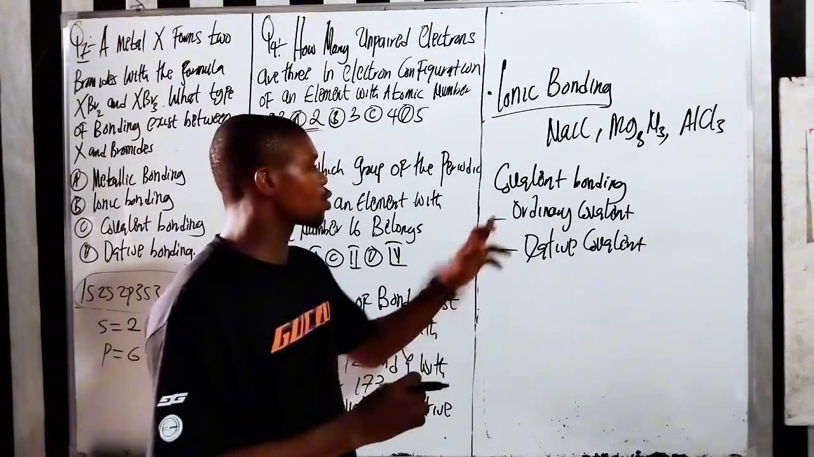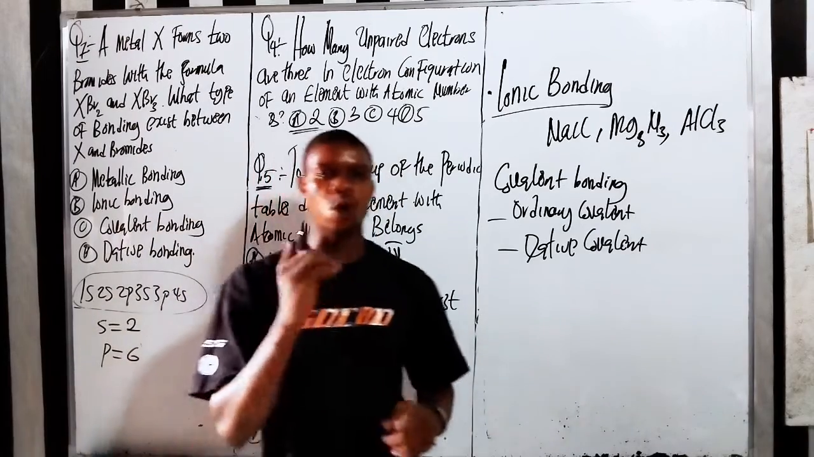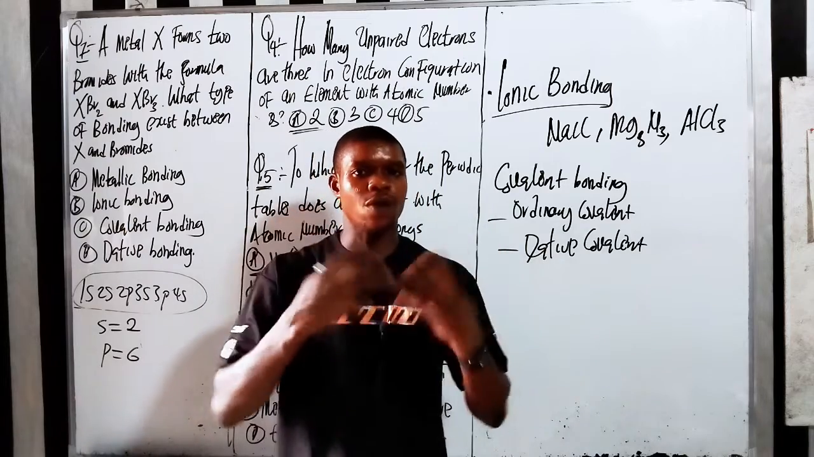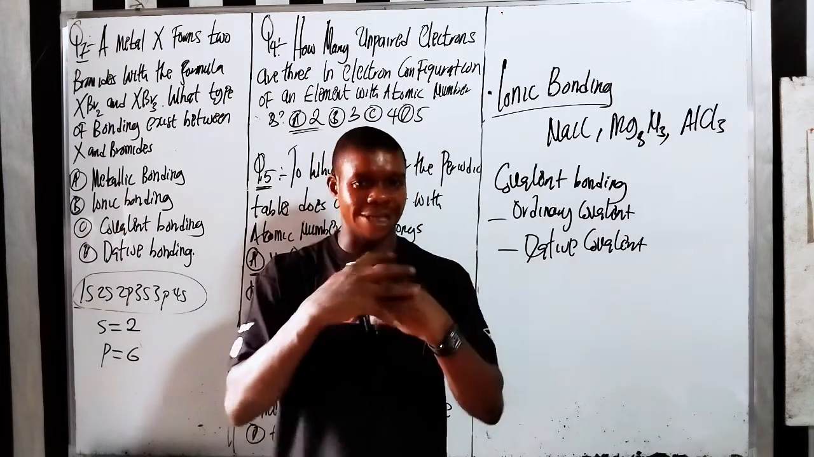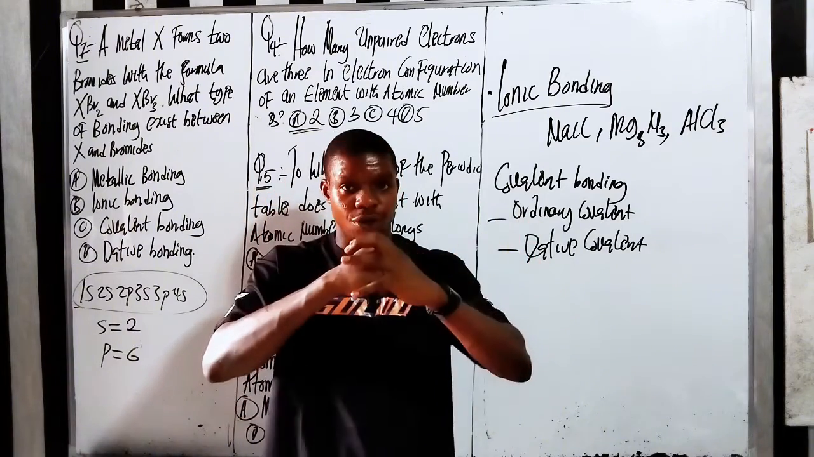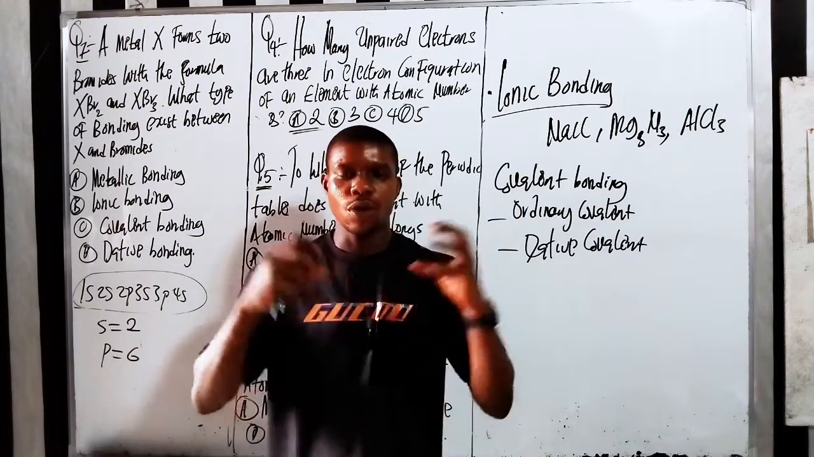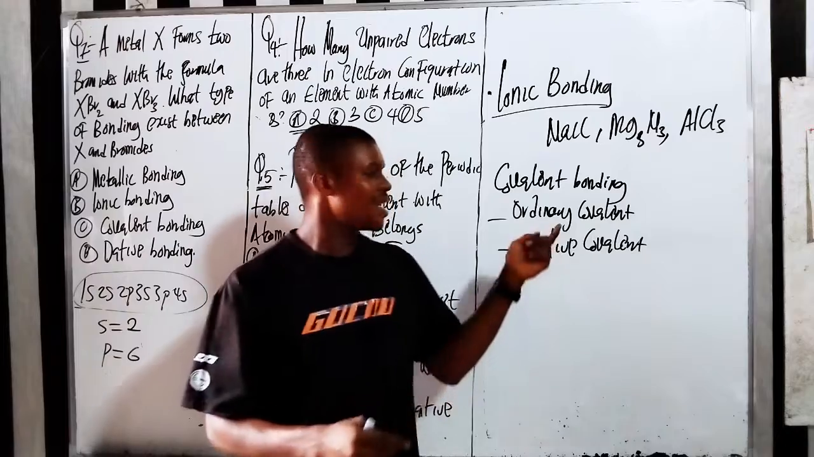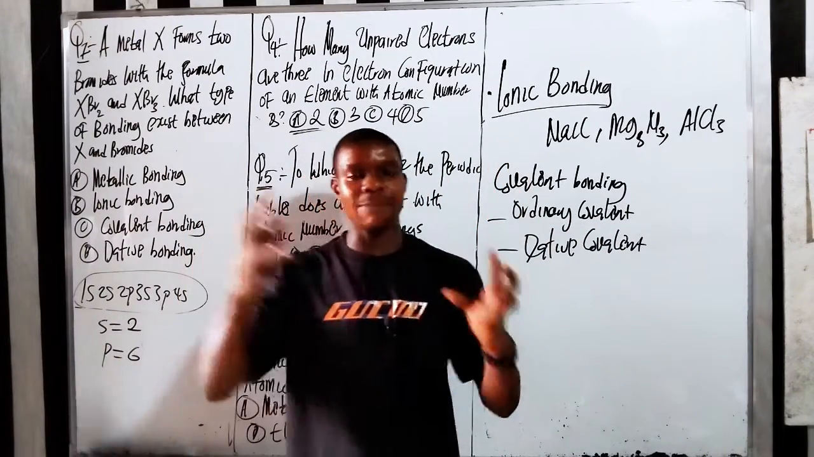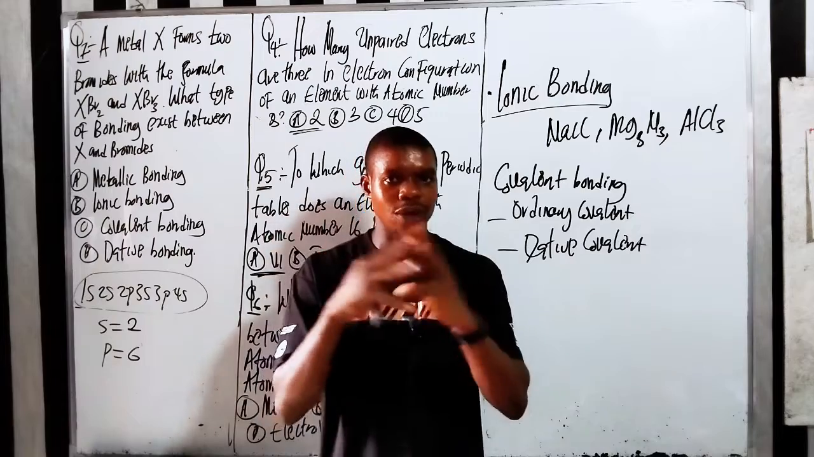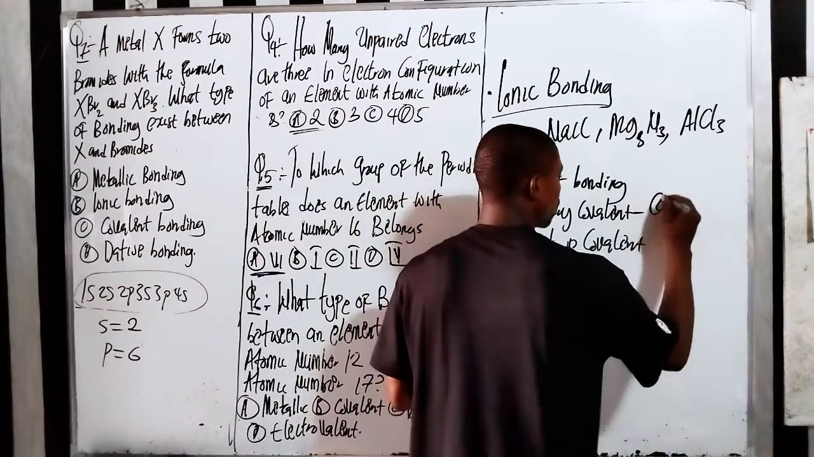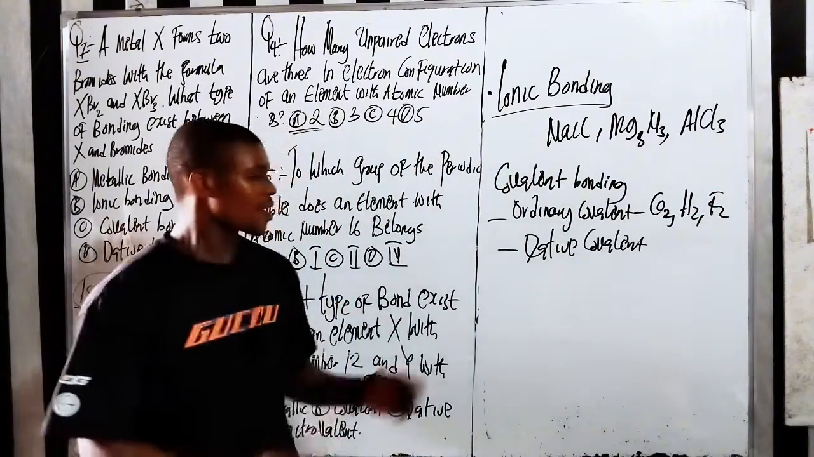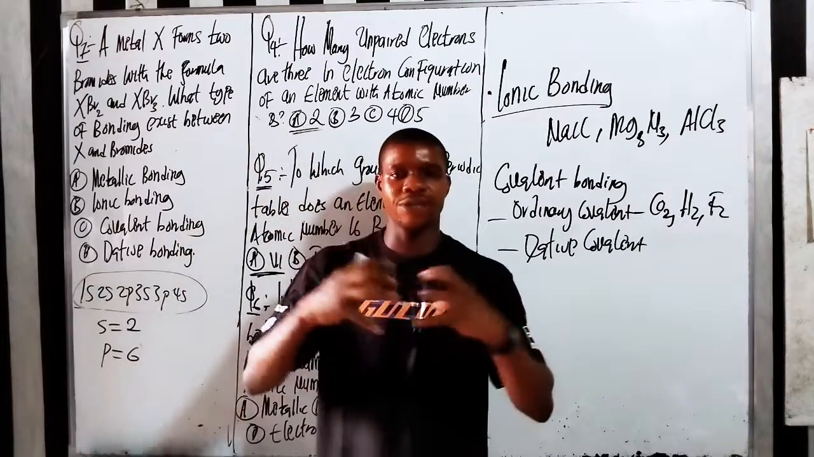Do you get that? Now, covalent compound means it occurs between non-metals. So when non-metals combine together, they are called covalent compounds. It involves the sharing of the electron. So when two elements share electron in a bond, it's called covalent bonding. We have two types of covalent bond. We have ordinary covalent bonds, which is when the two elements themselves share the electron. A good example is CO2, H2, F2.